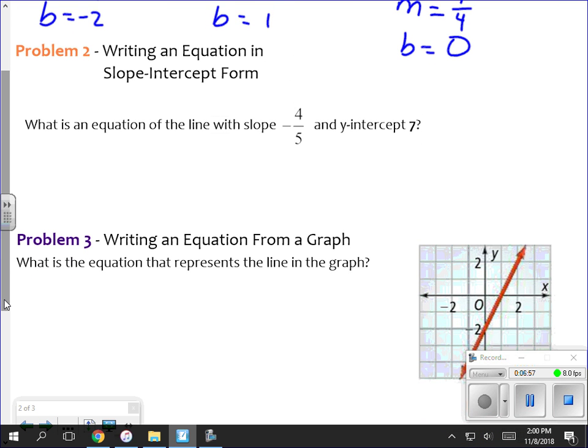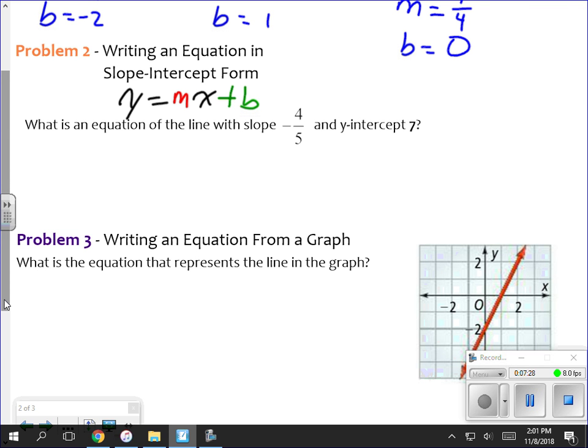Problem number 2, writing the equation in slope-intercept form. So, y equals mx plus b. Okay, I like to do this. The stuff in black never changes. The stuff in color is what changes. When we're writing the equation, we plug in those points. We plug in that part.